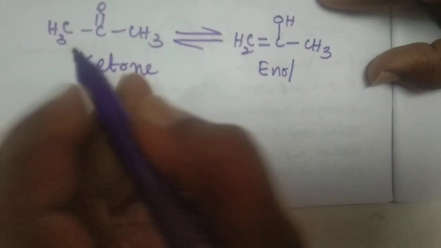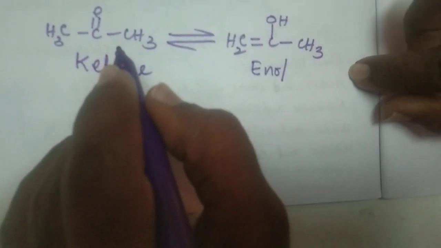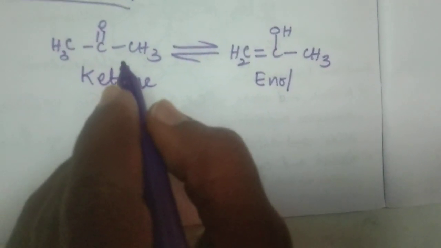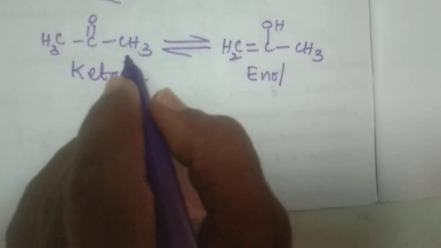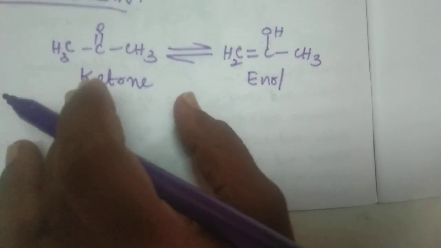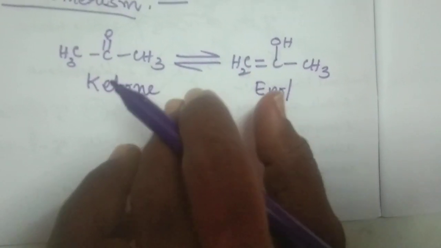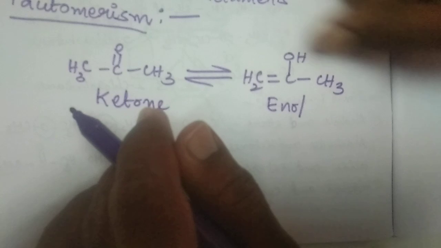So you can define any molecule which can exist in two functional groups by interconverting, such a molecule can be treated as a tautomer. So ketone and enol are tautomers.